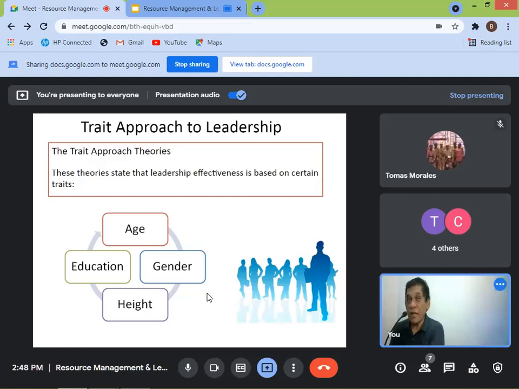But when you become a GM, general manager, you need a master's degree. Or PhD if you want. Most of the CEOs, they have a PhD. So it depends on the level of authority, on the level of management.